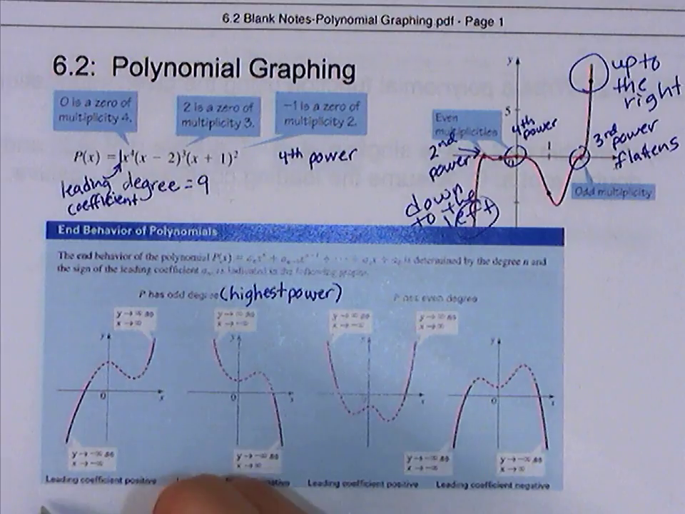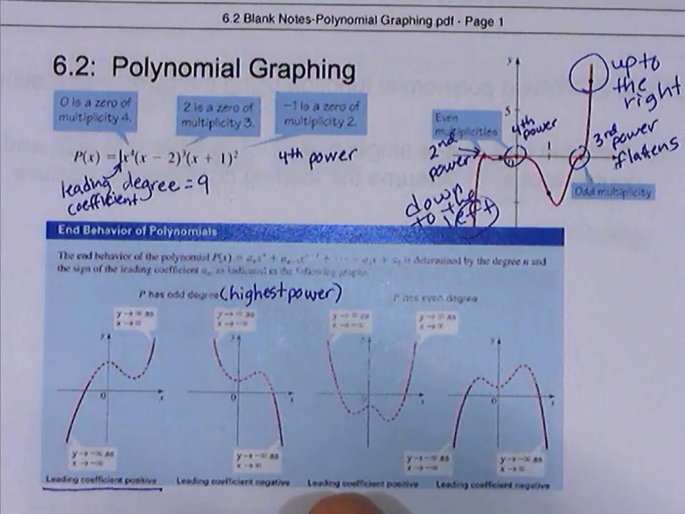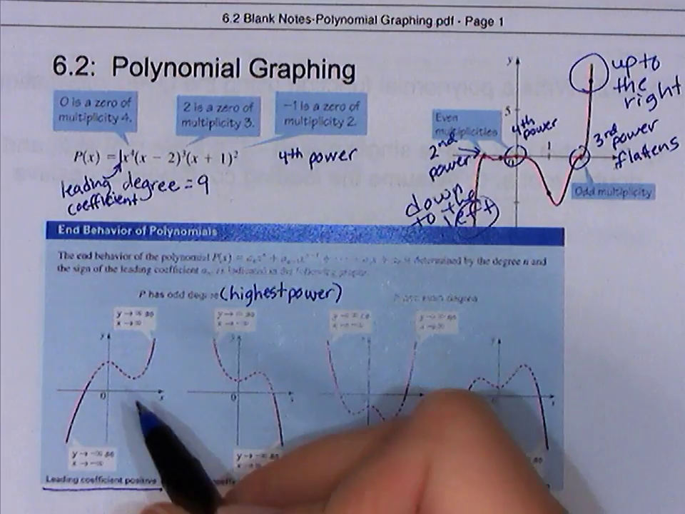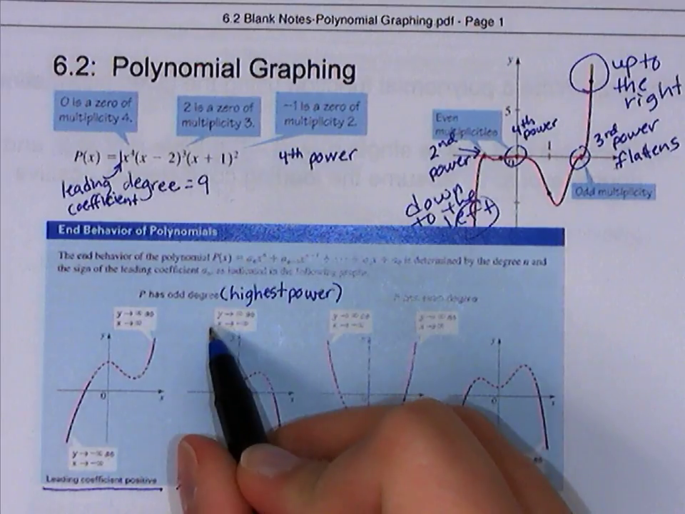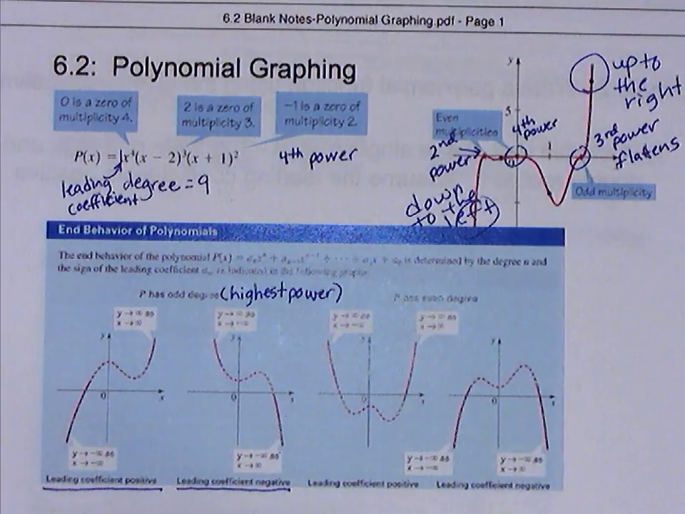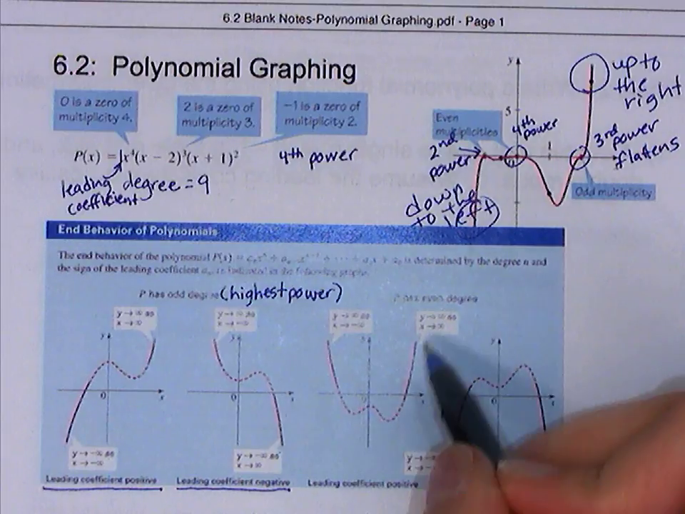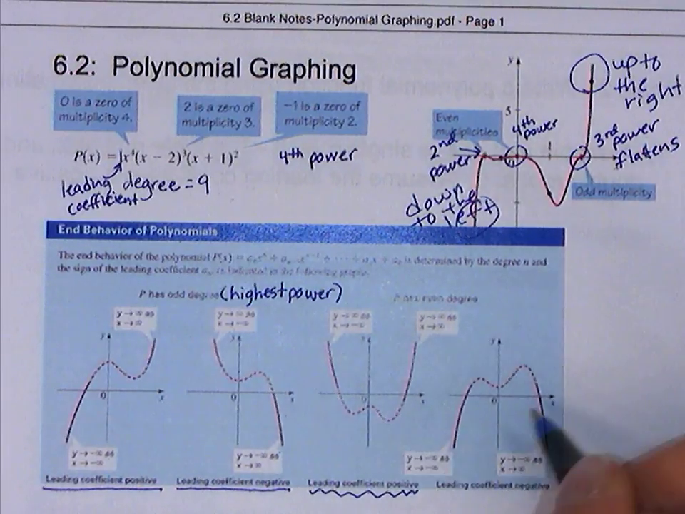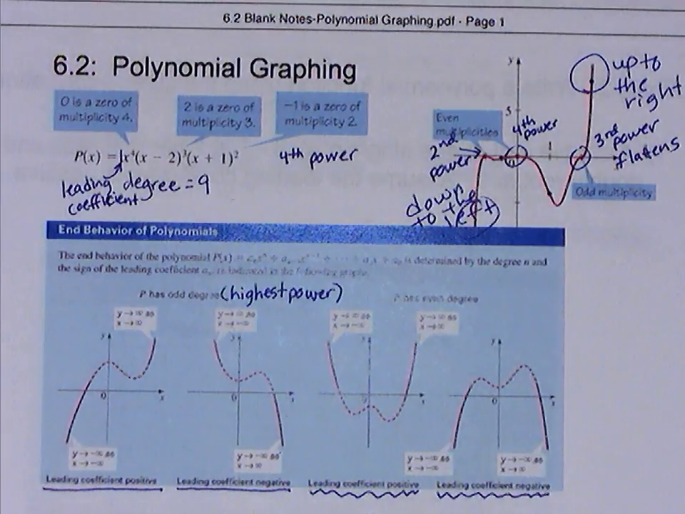Okay, so then you've got to look here. If the leading coefficient is positive, then it's down on the left and up on the right. If the leading coefficient is negative, then it's up on the left, down on the right. Okay, if it's an even degree, then they both go up if it's positive for the leading coefficient, and both ends go down if it's negative for the leading coefficient.